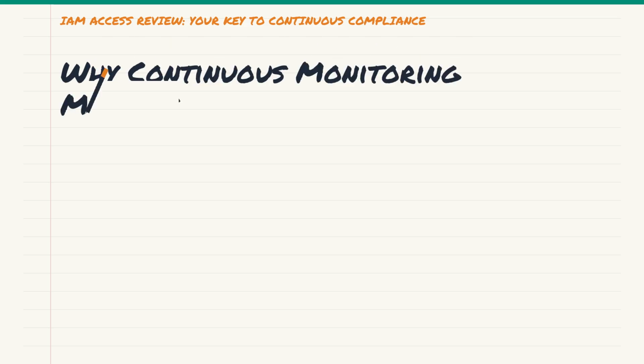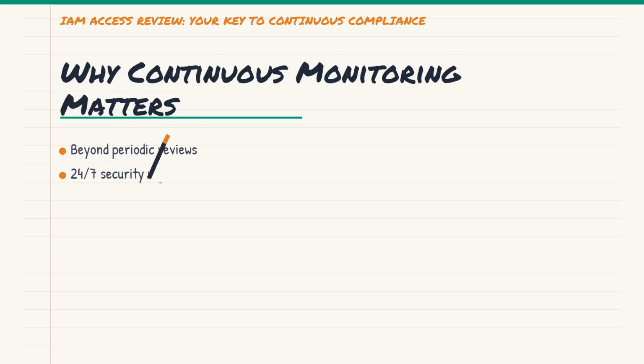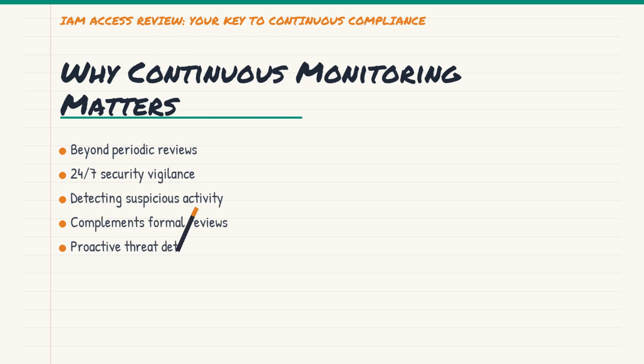While access reviews are periodic, true security relies on continuous monitoring. This means systems that are constantly looking for suspicious activity, like someone trying to access data they shouldn't, or unusual login patterns. This continuous insight complements your periodic reviews. If something looks off between formal reviews, it should be flagged immediately. Think of it as having security cameras on 24/7, in addition to a scheduled security guard patrol.